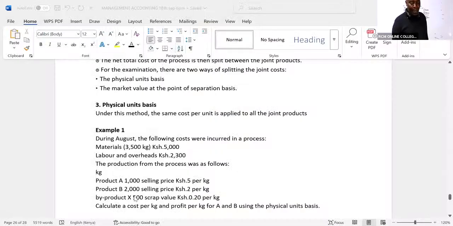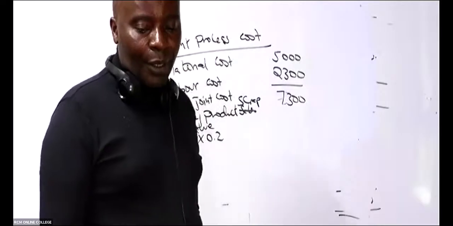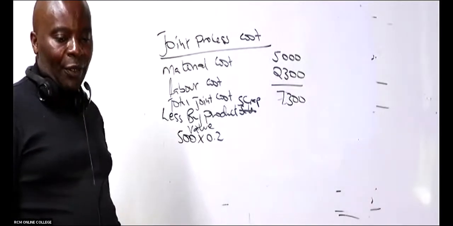Yeah, you can see, my good students, that the byproduct is 500 units, with a scrap value of 0.2 per kg. So can somebody do this multiplication and give me a figure?